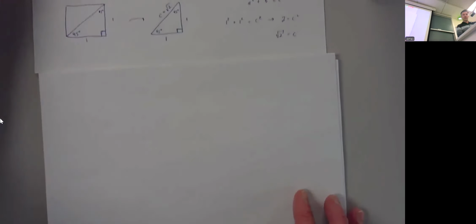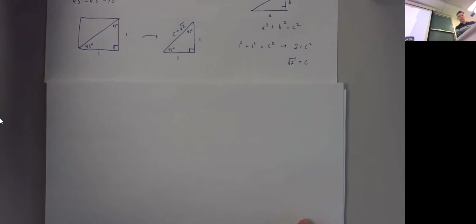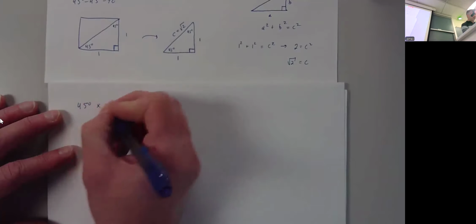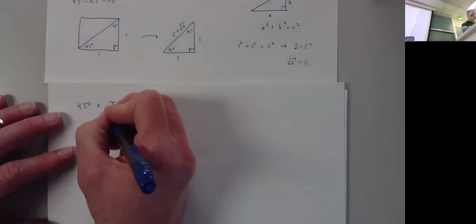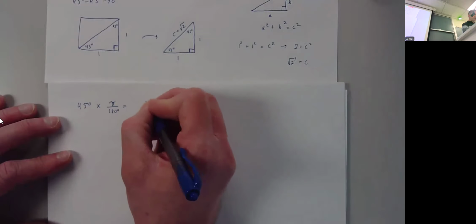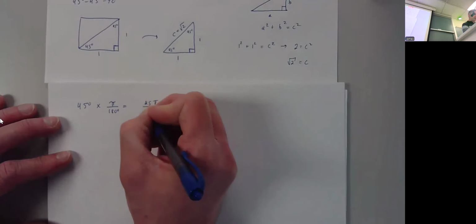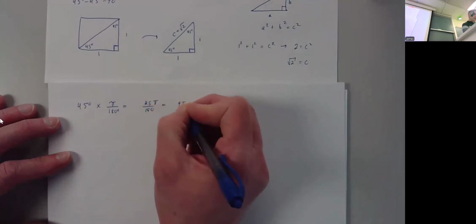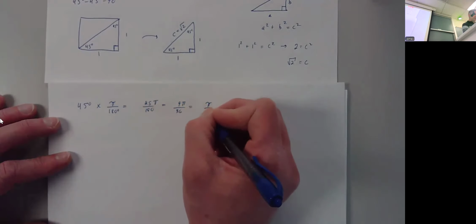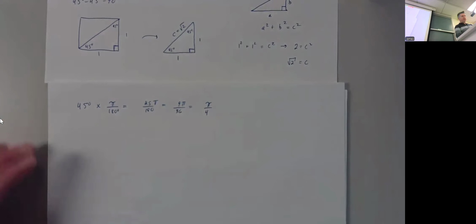So instead of 45 degrees, we're going to multiply 45 by pi over 180 to convert it to radians. That's 45 pi over 180, which reduces down to 9 pi over 36, which reduces down to pi over 4. So 45 degrees is pi over 4 radians.